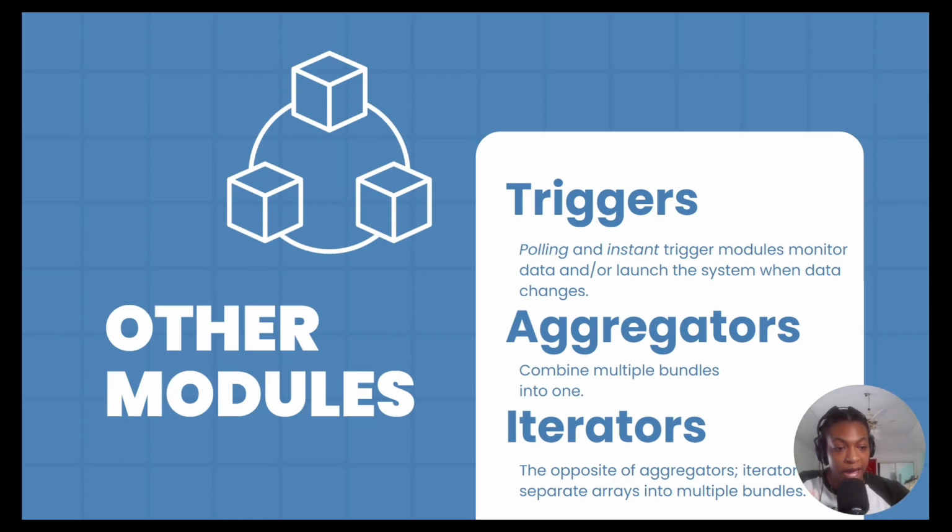Aggregators combine multiple bundles into one array, and iterators do the exact opposite. They separate arrays into multiple bundles. We've used aggregators a couple times in use case tutorials, so if you want to go check those out, I'll link one if I can find it. All right, let's get into the scenario.